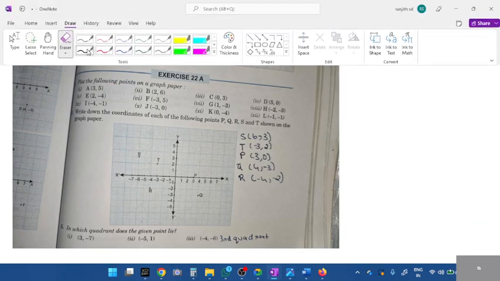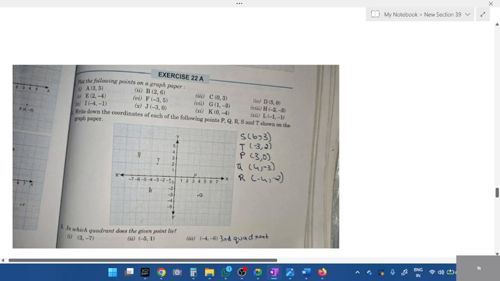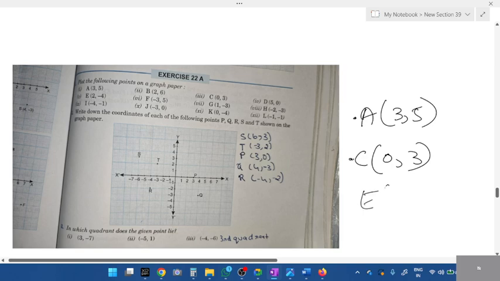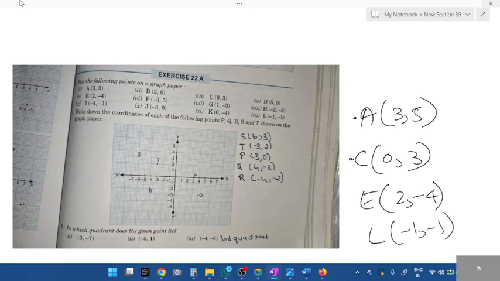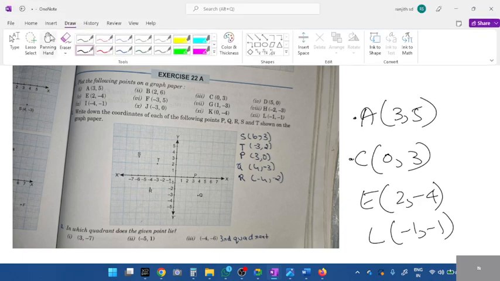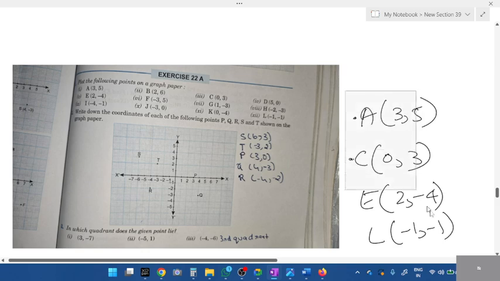All of you have graph sheets, right? Start plotting this. What's the first question asked? What is A value? 3, comma 5. Then what is C given? 0, comma 3. I'll just take particular points and plot. The remaining you all have to start. I'll take E, which is 2, comma minus 4. I'll take L, the seventh question, the last one: minus 1, comma minus 1. You'll get one question for 3 marks. They'll give you like this and tell you to plot the points.